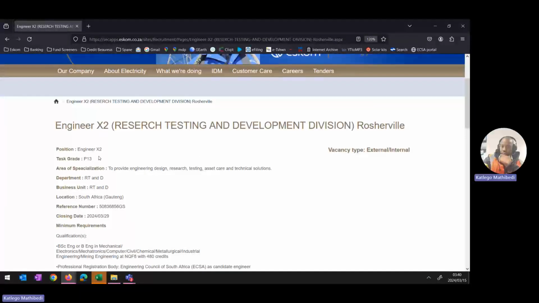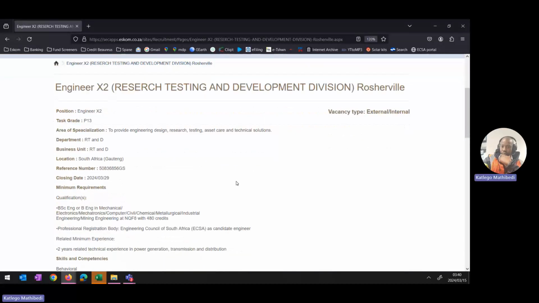This is the task grade, so this is the level. So there's different grades. There's P's and the T's, which are professionals, and these professional posts generally require you to be a member of some institution. For example, in this case, you need to be a member of the Engineering Council of South Africa as a candidate engineer. You cannot get this post if you are not registered with ECSA. And then T1s, they mean that you're on the technical side, which are usually on the maintenance side. So for those ones you don't need to be registered with any professional organization.